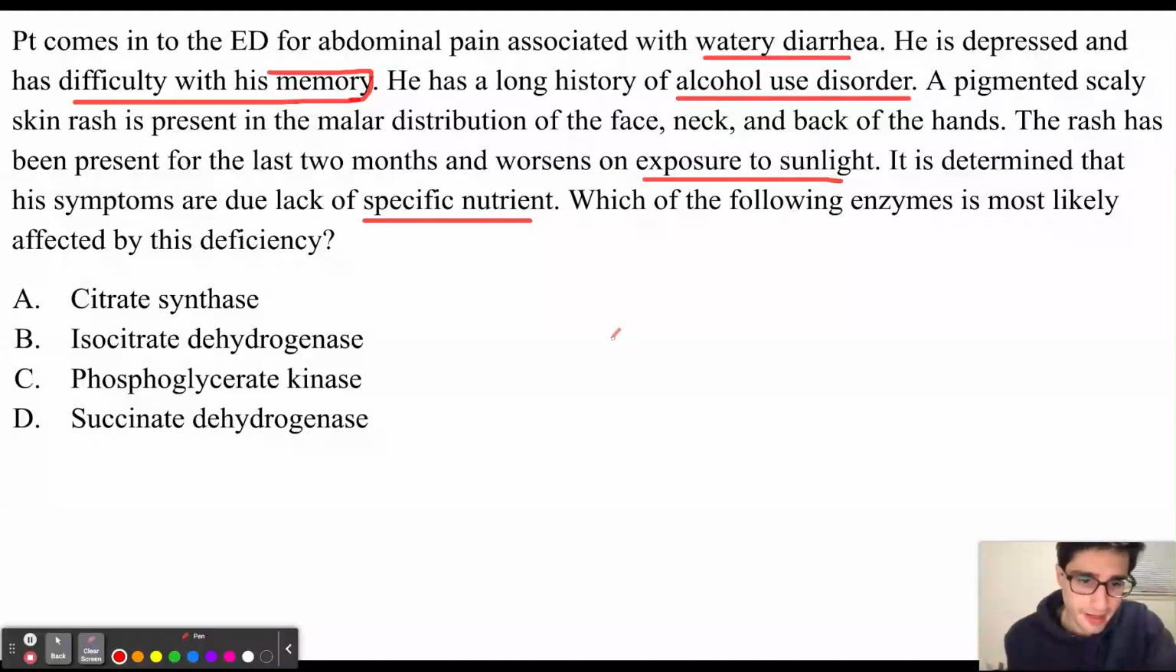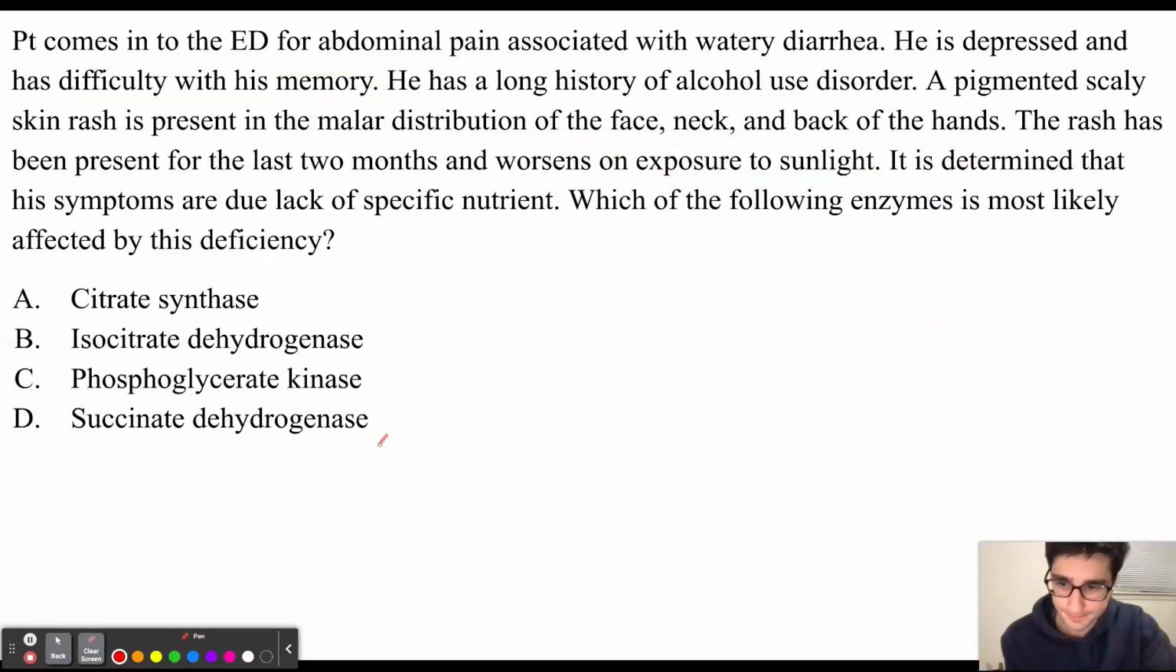Now remember that pellagra has the three Ds. The first D is going to be diarrhea. The second D is dementia, so he has difficulty with his memory. And the third D is going to be dermatitis. He has a rash that gets worse with sunlight, and a photosensitive dermatitis is going to be a characteristic feature of pellagra. Now, pellagra is going to be due to a vitamin B3 deficiency.